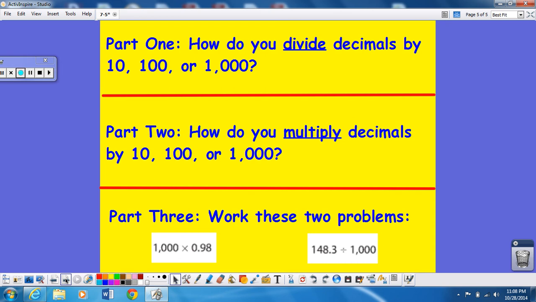All right, very quickly, on part 1 of your notes, please write out for me, how do you divide decimals by 10, 100, or 1,000? Just explain to me how you do that. Part 2, do the same thing, but this time with multiplication. How do you multiply decimals by 10, 100, or 1,000? And then part 3, I'd like you to work these 2 problems. Notice one is multiplication, one is division. I want to make sure we get used to working them in random order so that we can really think and apply what we know to find the answers.